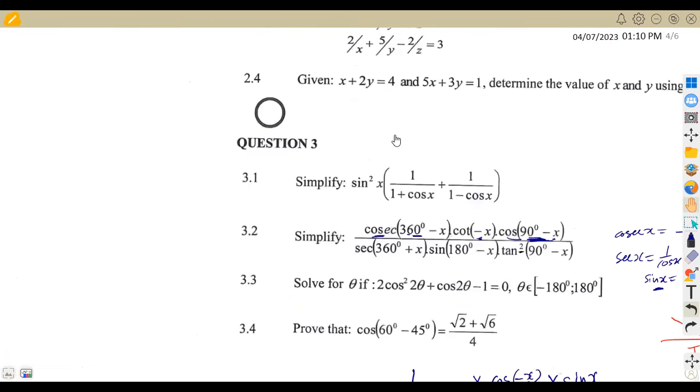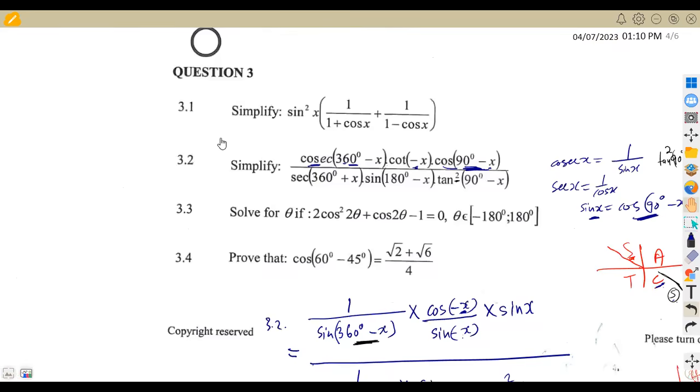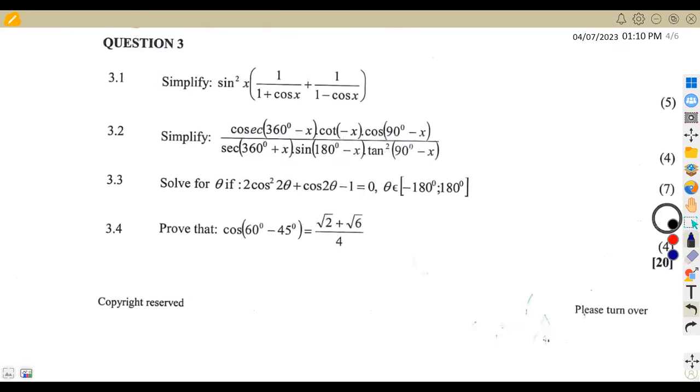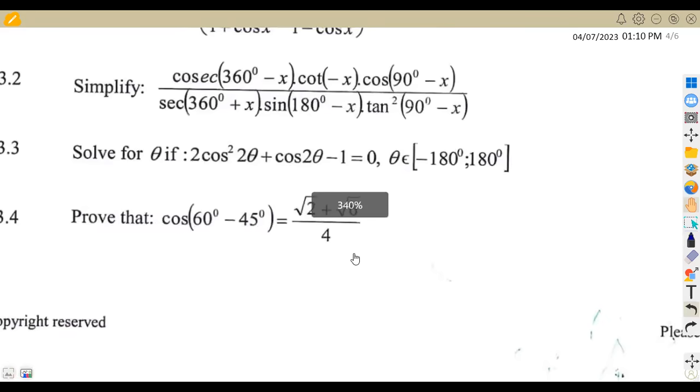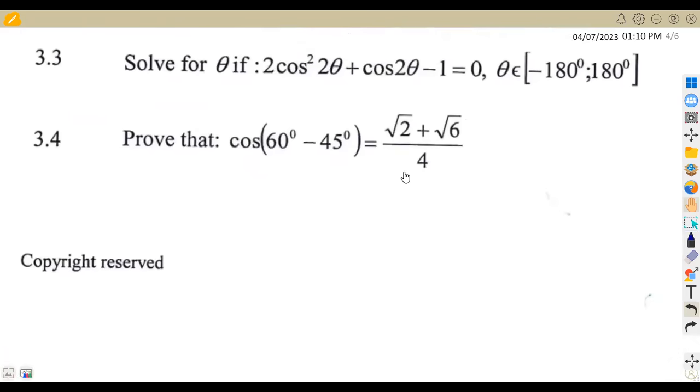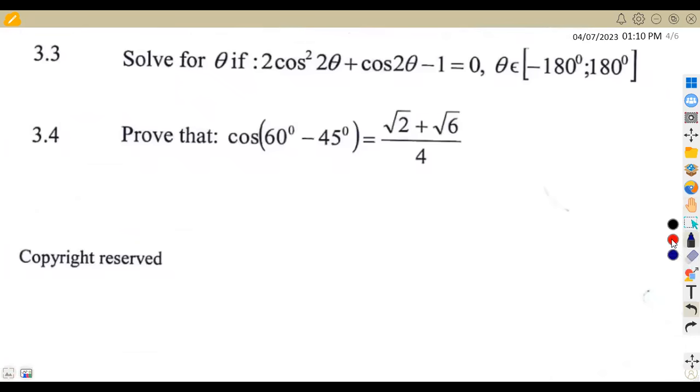Let's check the other part on question 3.3. So question 3.3, we are now asked to solve for theta, and our theta is ranging from negative 180 up to positive 180. That's our interval in this case. So we are given 2 cos squared 2 theta plus cos 2 theta minus 1 is equivalent to 0.